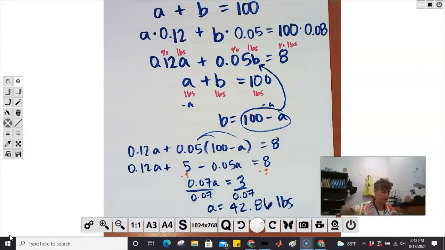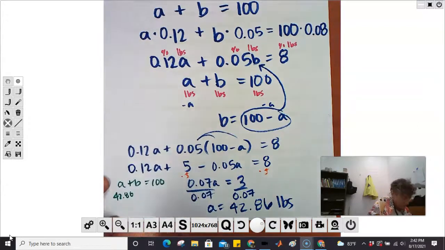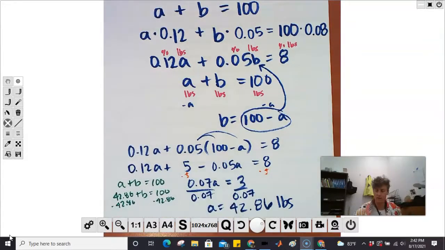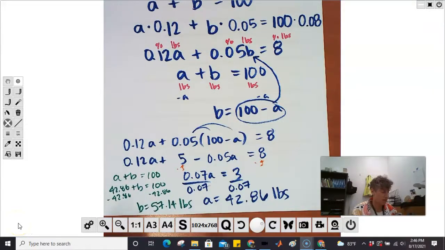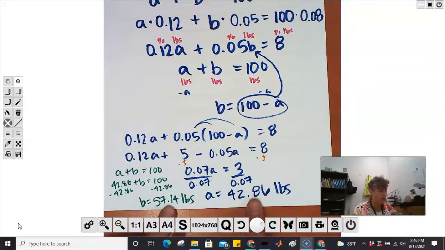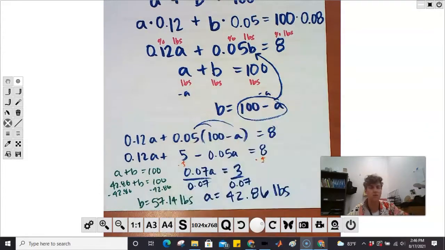So instead of a plus b equals 100, we'll have 42.86 plus b is equal to 100. Subtract 42.86 on both sides. I don't feel like doing it in my head, so I'm not going to. Sorry, my video cut me off there. I just plugged it in my calculator and got 57.14 pounds of feed B. So those are the two amounts we need of the two different types of feed so that we can get 100 pounds overall of an 8% mixture.